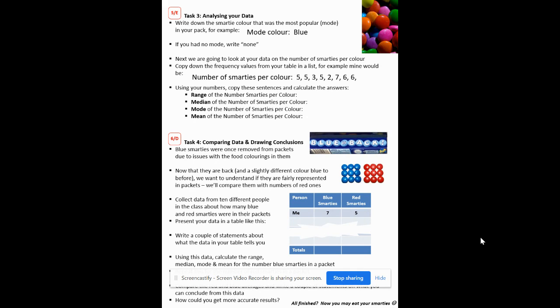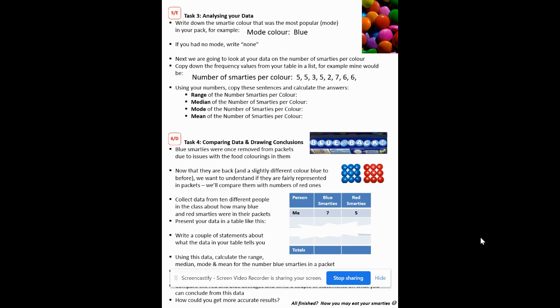I know when I open a packet of Smarties, my favourite one is blue, and that's because it's got an orange taste to the chocolate. Okay, but you quite often find there's only one or two blue Smarties in the packet as opposed to maybe green or yellow. What is the reason for that? Why do you think they might do that? So put a little bit of thought behind it.